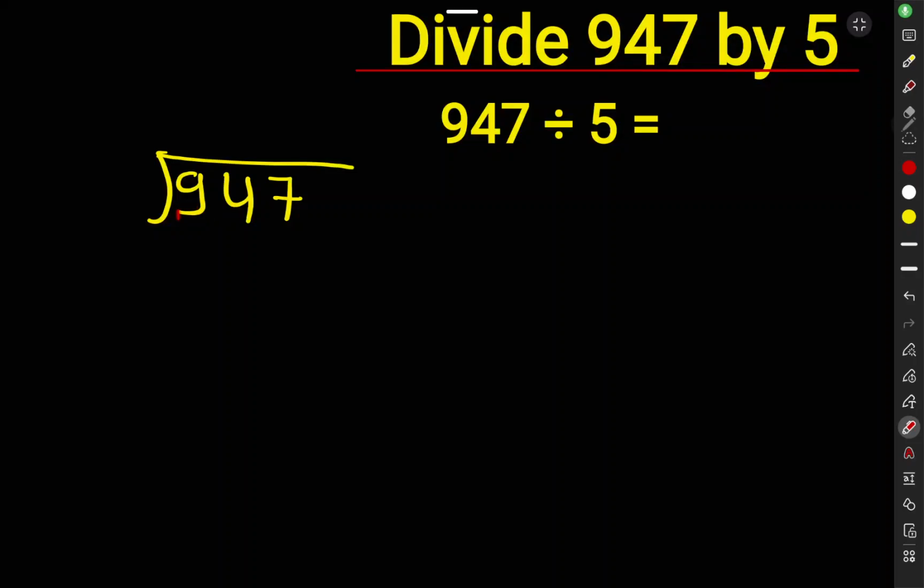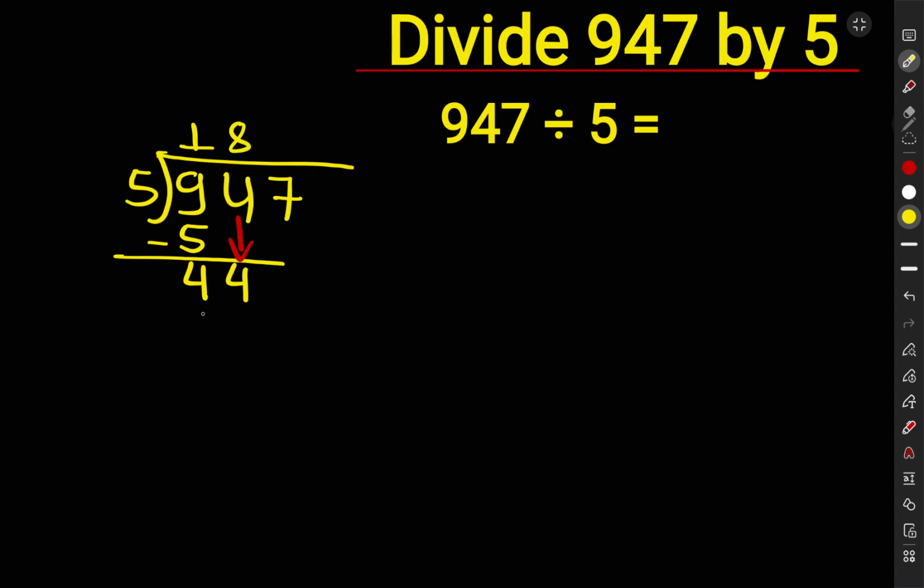We divide 947 by 5 in a long division method. 5 times 1 is 5. On subtracting we get 4. So now we put down this 4 and it is 44.